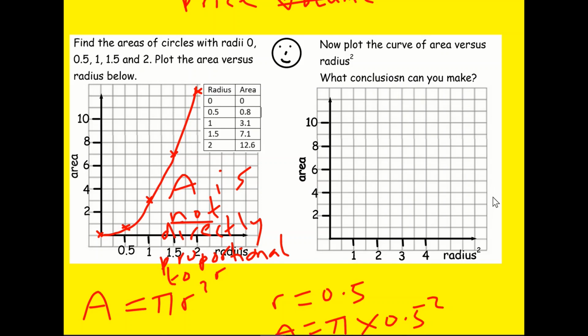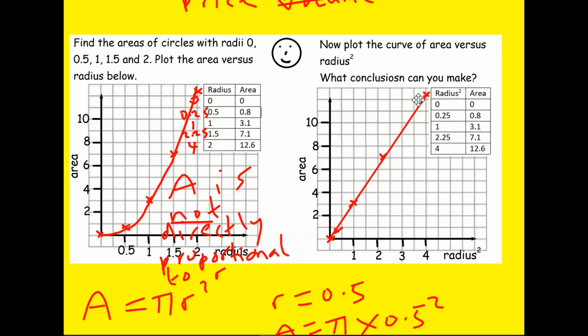So in this case, you need to just take all your radii and you need to square them. So here I'd get 4, here I'd get 2.25, I'd get 1, I'd get 0.25, and I'd get 0. And what I wanted you to do was plot this against this and this against this. Okay, and they still fit on the graph when I square them. I've changed my axes to make it work. And what I get in this case is the following.